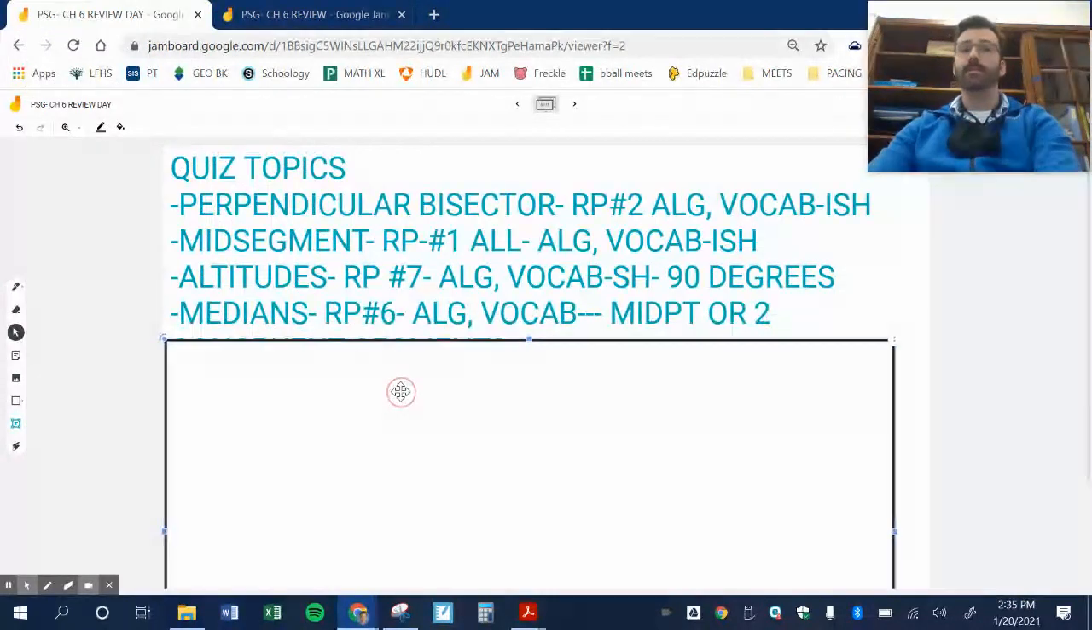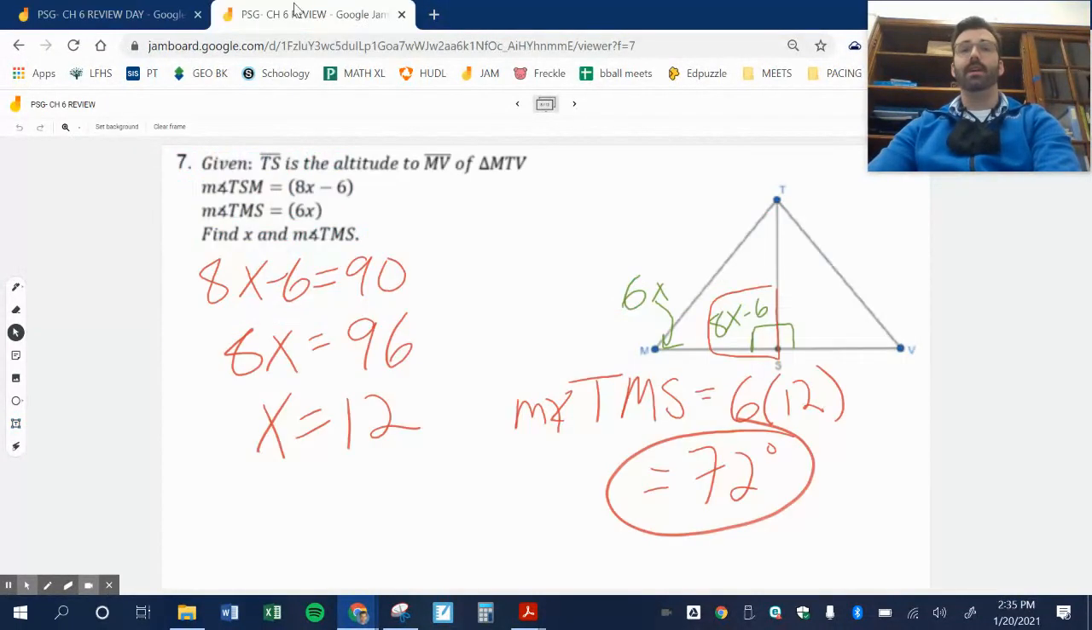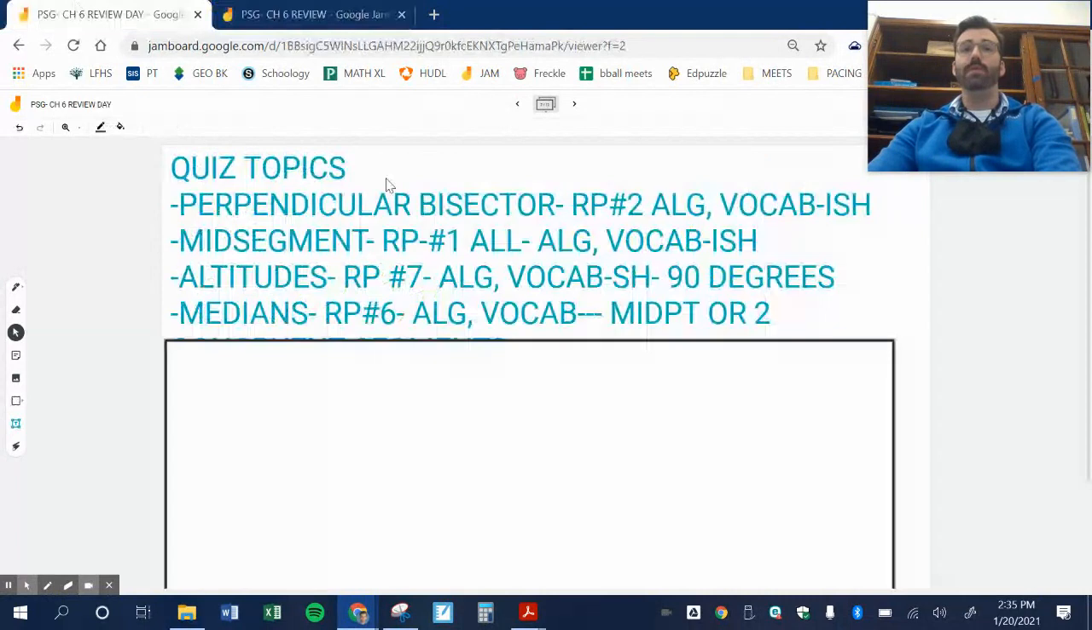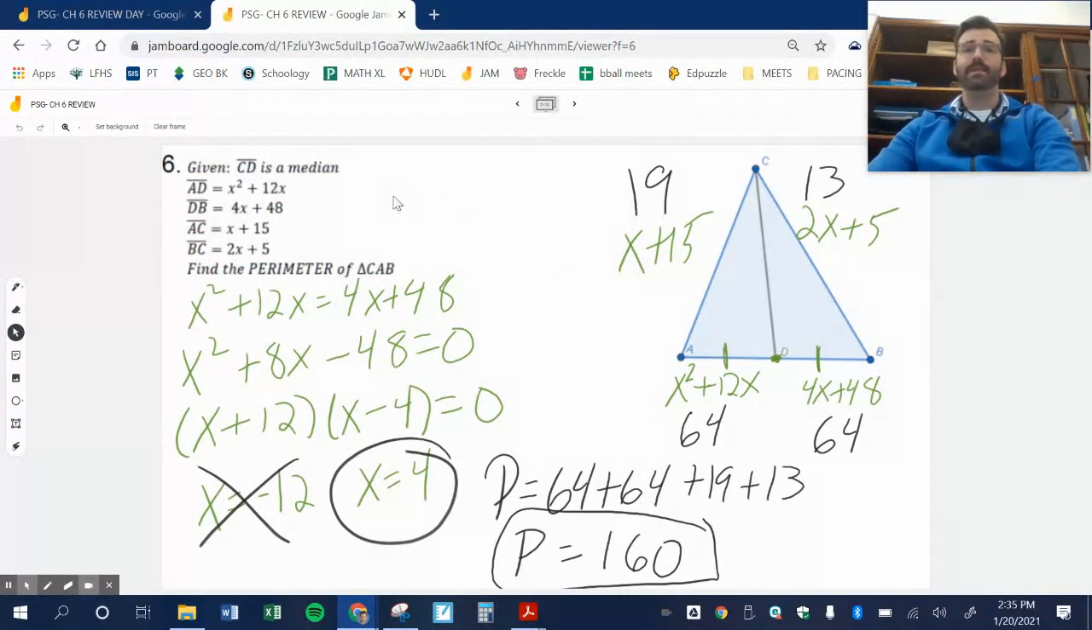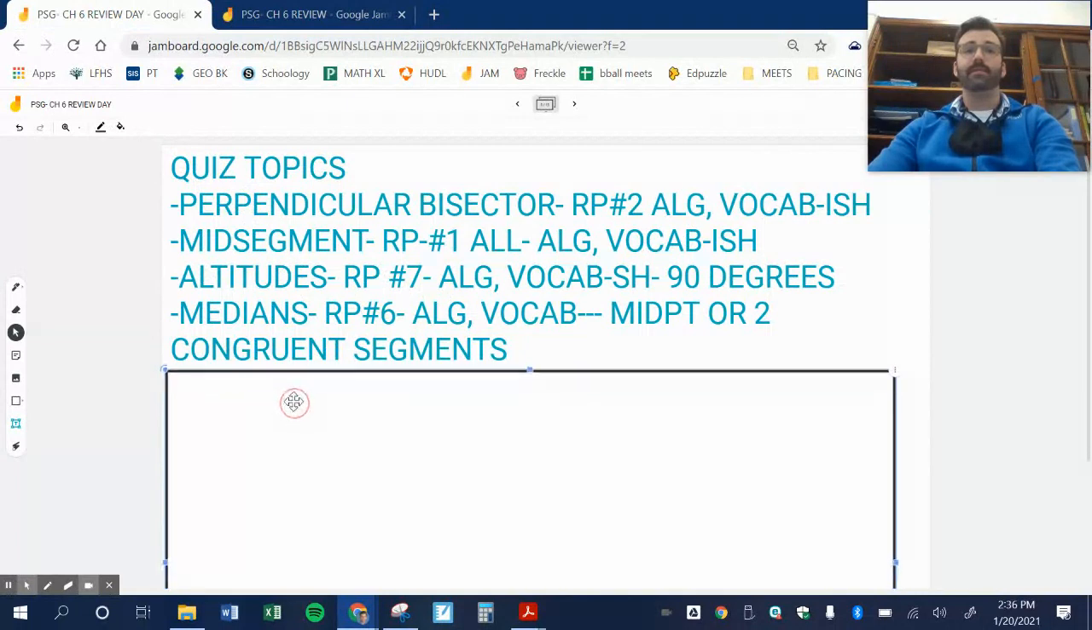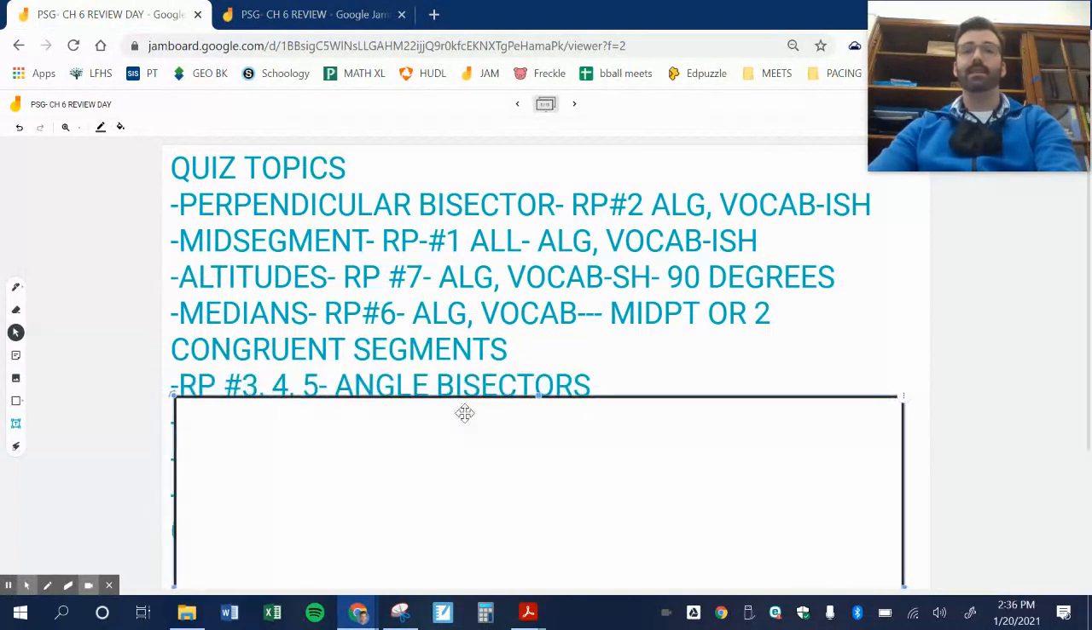Medians. With medians, we're talking number 6. What do medians create? That's the vocab part. They create a midpoint or 2 congruent segments. So if I say CD is the median, what does that tell you? It tells me that AD is congruent to BD. That's something that could come up. Algebra based, this would be an algebra type problem that you could see for medians. 2 congruent segments.